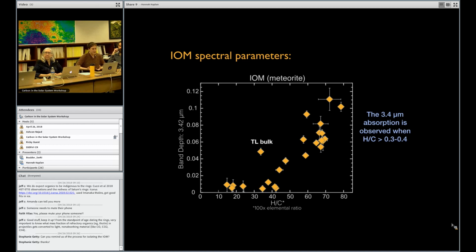What's really important, though, is understanding at what point we no longer see these absorptions, and that we peg at an H/C ratio of about 0.3 to 0.4. This is really useful when making spacecraft observations. If you don't see an organic signature, does that mean there are no organics there? And the answer is clearly no, they're just outside of your detection range. And I'll talk a lot more about this, our detection space, in a second.